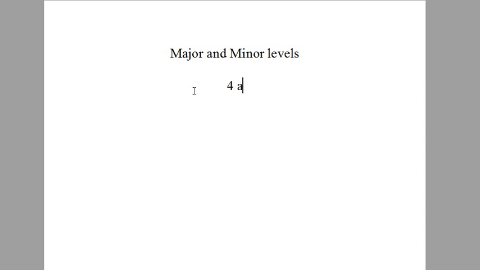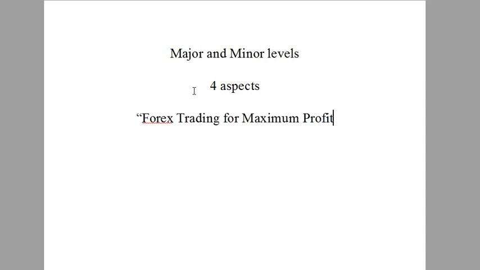So there are 4 aspects to this, and I wrote about this initially in my first book, Forex Trading for Maximum Profit, which oddly enough I did not name. I named my second book and third book myself, but this one was done by the publisher, which I didn't care. It was about Forex trading. It could have been called Forex Trading and a Chicken Parm Sandwich. Doesn't matter. It's about what I knew about Forex trading worked for me, and part of that was the 4 aspects of the major and minor levels. So what are those 4 aspects?